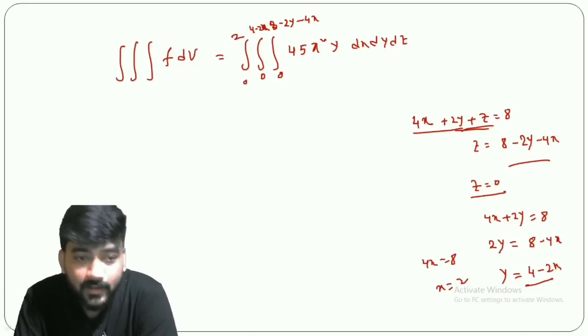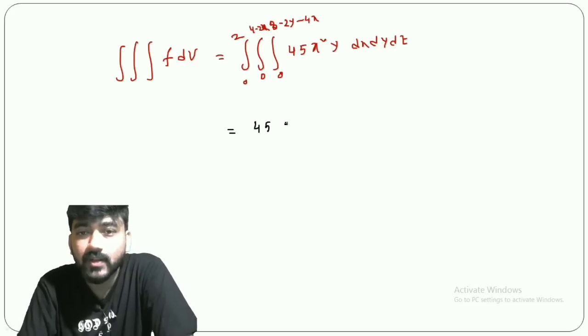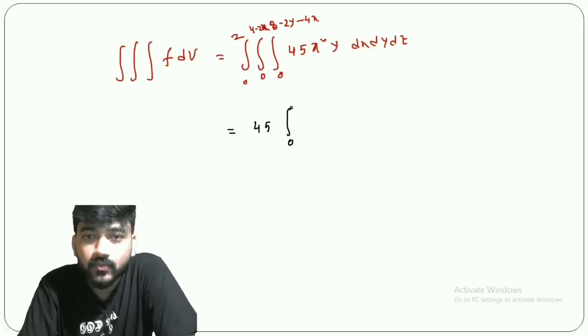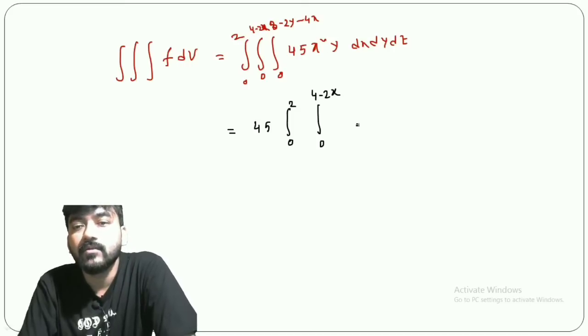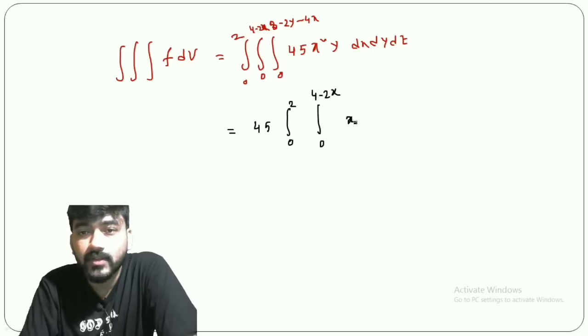Okay. And now you can understand from the figure why this is so. Let me take it outside. So it will be 0 to 2. Then the limit of y will be 0 to 4 − 2x. Now the x²y will be as it is. Now instead of dz we will get z, and you have to put the limit of z, 8 − 2y − 4x.